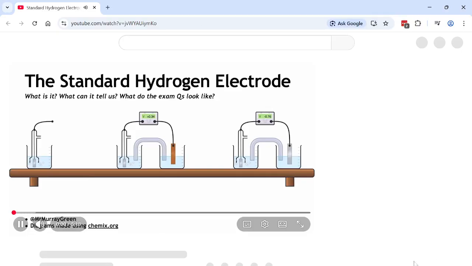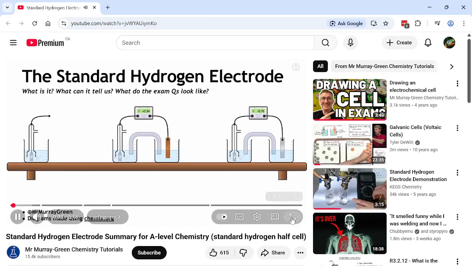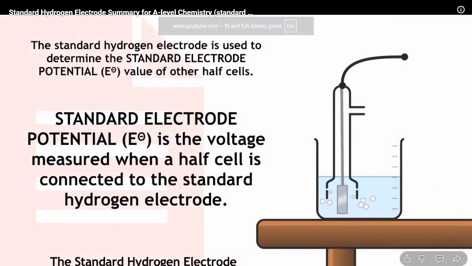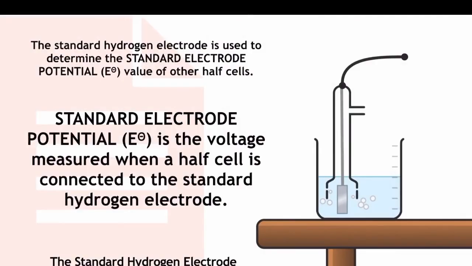The standard hydrogen electrode is used to determine the standard electrode potential of a half cell. By definition, standard electrode potential is the voltage measured, or EMF we can say as well, when a half cell is connected to the standard hydrogen electrode.